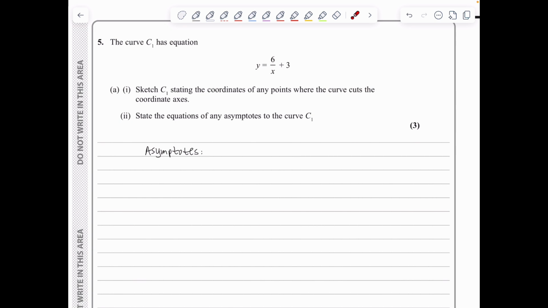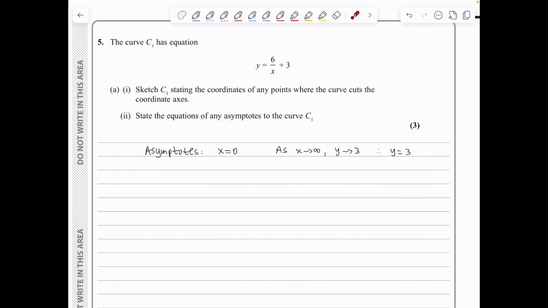The vertical asymptote has equation x = 0 because when x is 0, we're dividing by 0, and this leads to an undefined result. For the horizontal asymptote, I'll be considering y as x grows larger and larger. As x goes to infinity, 6/x goes to 0, and therefore y tends to 3, which means that the equation of the horizontal asymptote is y = 3.